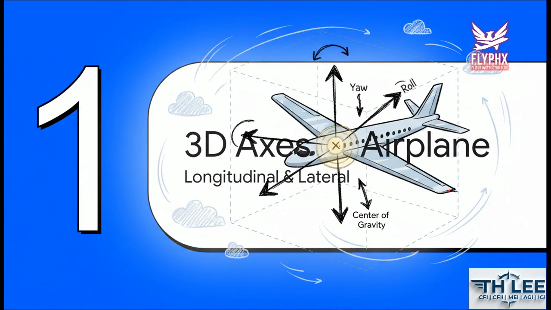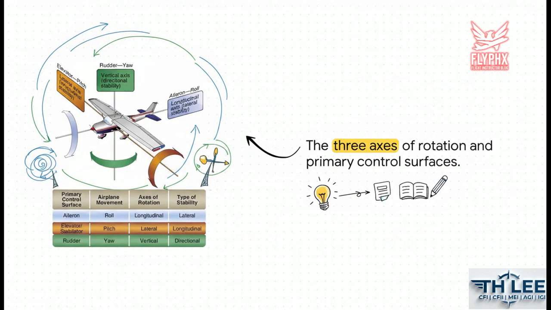Section 1. The 3D axes of the airplane. Let's start with the absolute foundation. Before you can control an airplane, you really have to understand the environment it lives in. Unlike a car that just turns left and right, an airplane operates in 3 dimensions. Quick note-taking alert here. You definitely want to jot this down. All of an airplane's movements pivot around one single, absolutely crucial point, the center of gravity.